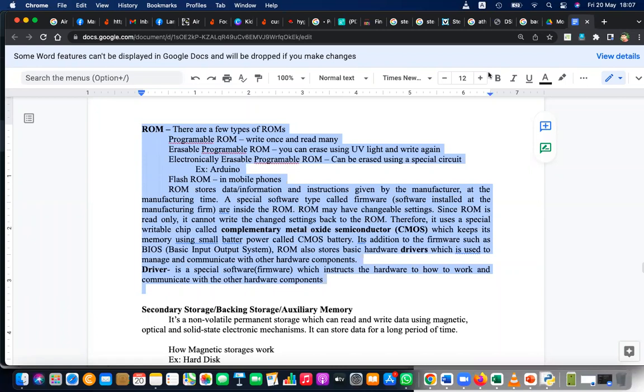Listen very carefully, otherwise you won't get this. I said that inside the computer, there is a device called ROM, read-only memory. Read-only memory means a normally non-erasable, non-updatable, read-only chip, which has a program sent by the manufacturer.